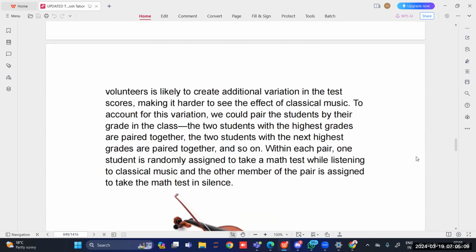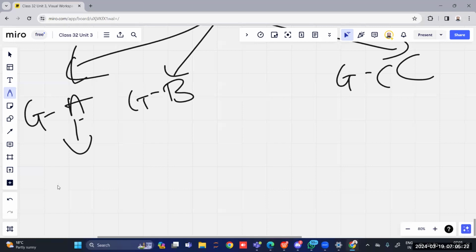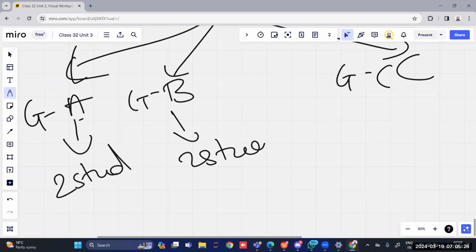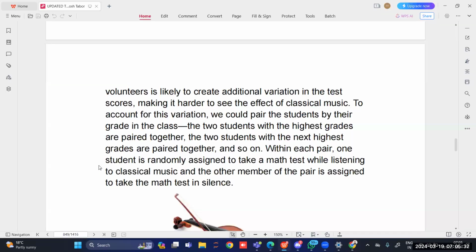Mm-hmm. So the two students with the highest grade. Now in block 1, with grades, for suppose the students who are getting grade A, grade B, and grade C, in grade A we have taken only two students from 30. How much do we have to take in a matched pair design? A matched pair design has a block size of only 2. The two students with the highest grade are paired together. The two students with the next highest grade are paired together, and so on.